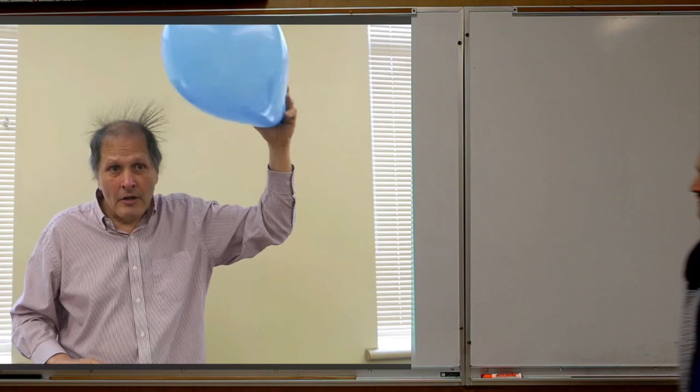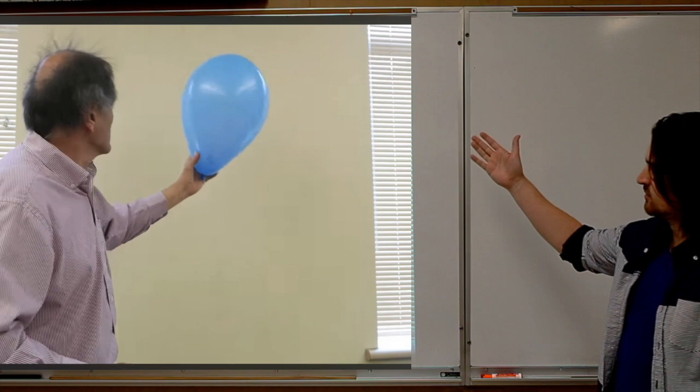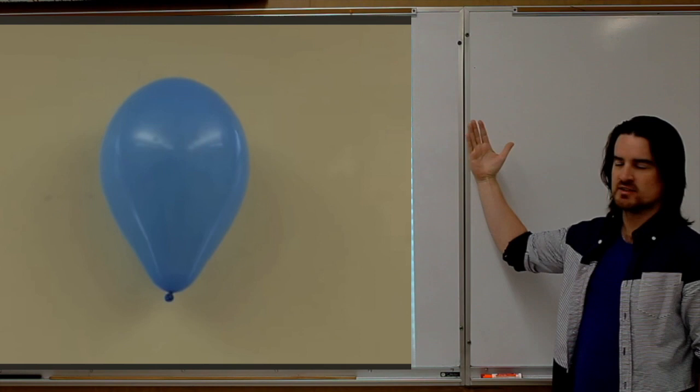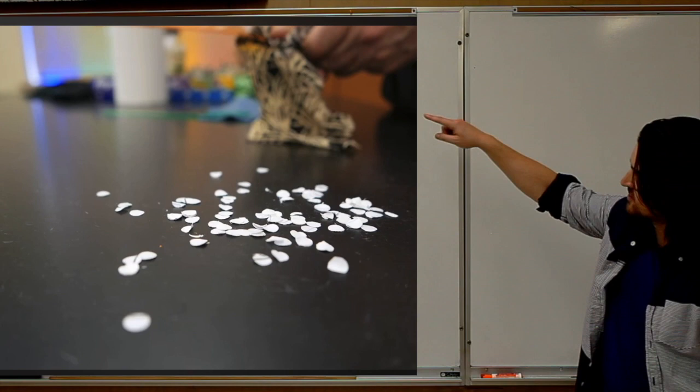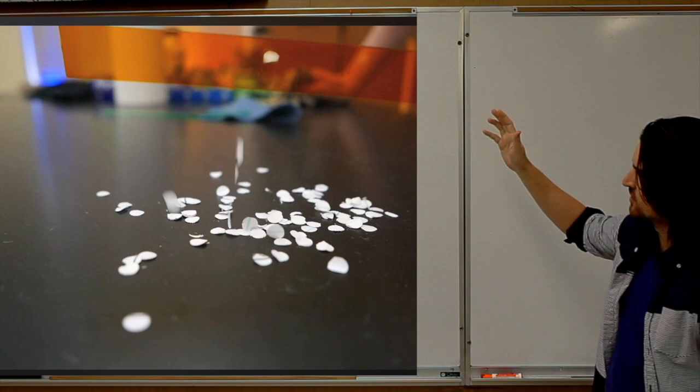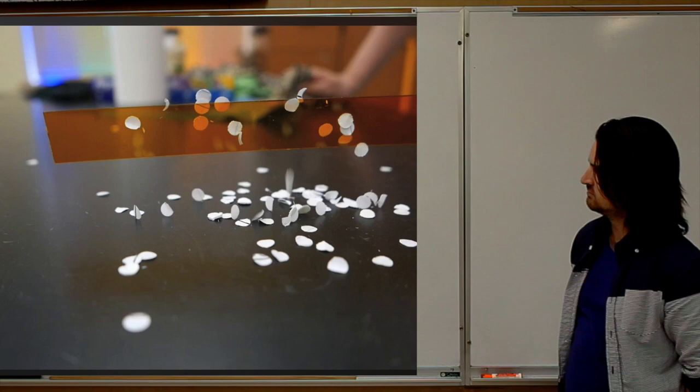So here you go. It's a wide-looking old guy, rubbing his hair, pulling off electrons. And you put the balloon on the wall, the balloon polarizes the wall, and therefore is attracted, and it stays clung to the wall. Same guy, he's rubbing a plastic rod, and there you go, he attracts a bunch of little pieces of paper. So you polarize the paper and it gets attracted to the charged rod.